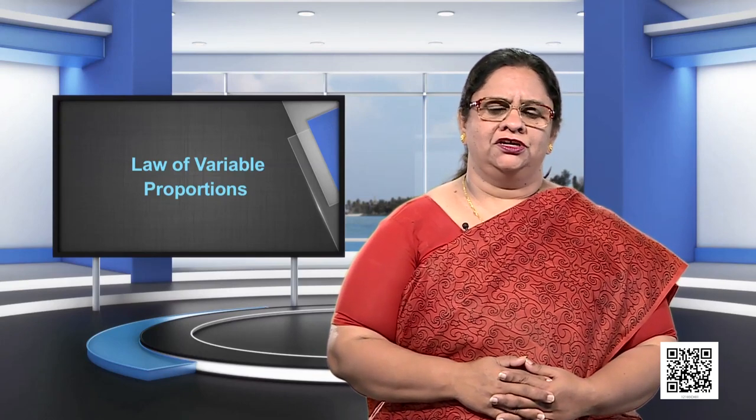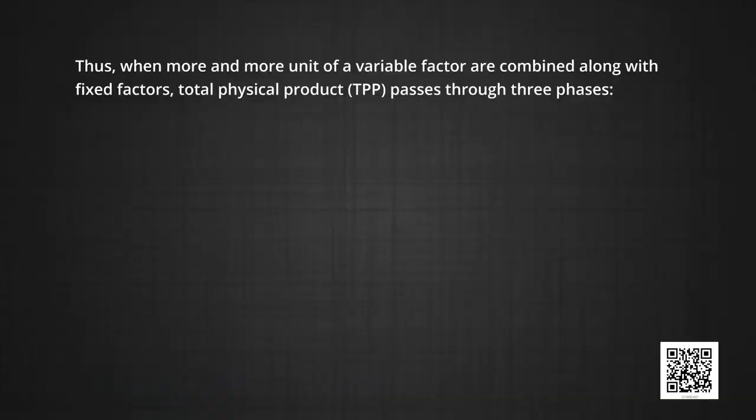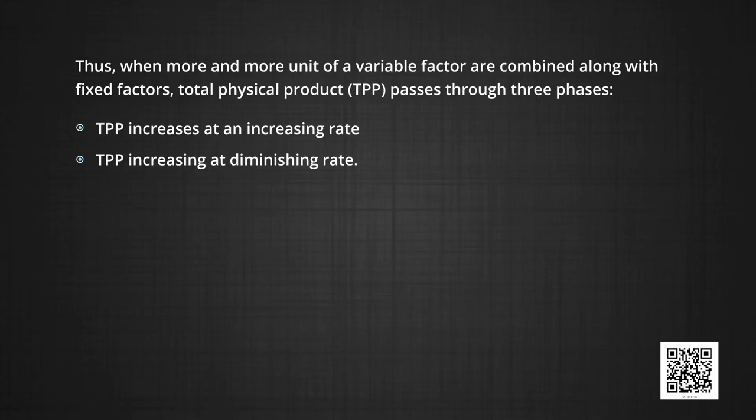Since the proportion in which variable factors and the fixed factors are combined changes, this law is called the law of variable proportions. Thus, when more and more units of variable factor are combined along with fixed factors, the total physical product passes through three phases. First, it increases at an increasing rate. Next, it increases at a diminishing rate. And then eventually, it starts declining.